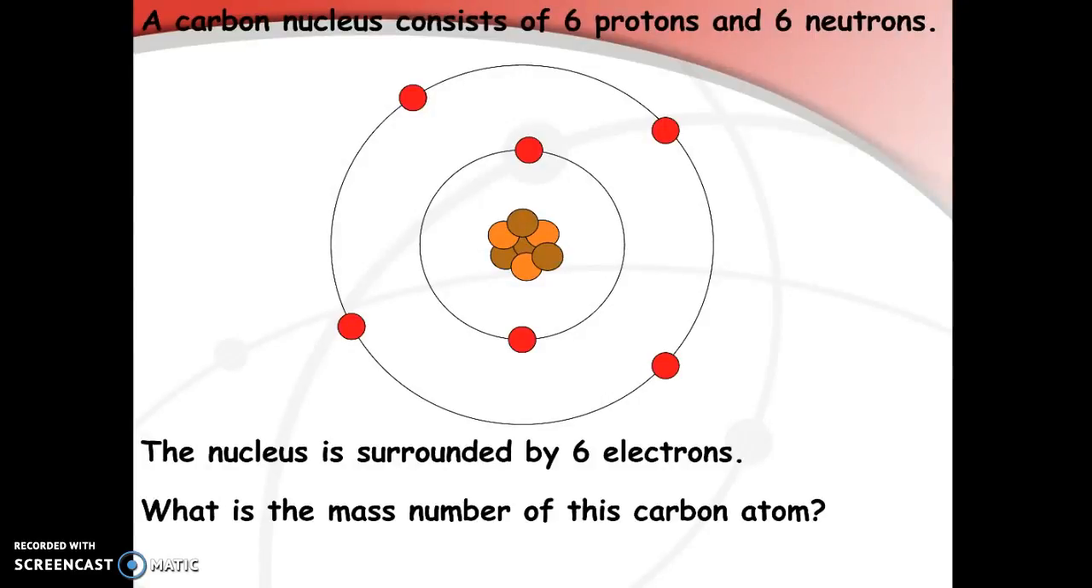It says it has 6 protons, 6 neutrons, and 6 electrons. Once again, electrons don't matter when we're talking about mass because they don't have a mass. Scientists ignore it because it's so teeny tiny. So take 6 plus 6, 6 protons plus 6 neutrons, and you will get 12.